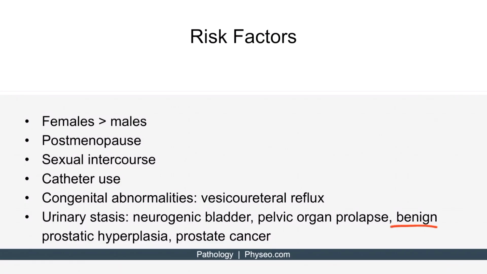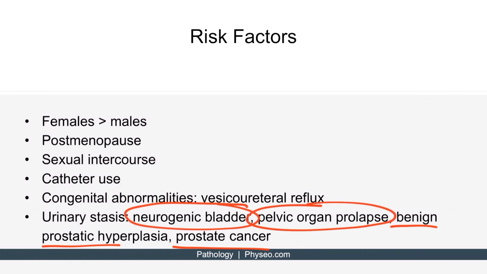So we made sense of benign prostatic hyperplasia and prostate cancer and why those can cause urinary stasis, but the idea behind neurogenic bladder and pelvic organ prolapse are very similar. It's simply that the bladder is not putting out the urine the way that it should, so you get urinary stasis. But now let's move on to this vesico-ureteral reflux idea.